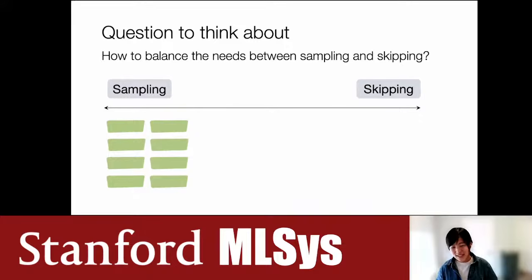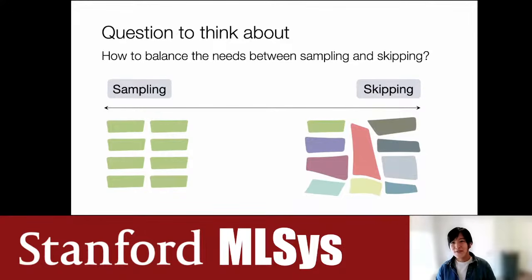If you're doing sampling, you want all your data to look uniform, so you only need to read one thing and then get a representative sample of the whole data set. Versus if you're skipping, you want everything to look as different as possible, because then if you issue one query, you only need to touch a few partitions. So how do you actually combine both contradicting designs in one system? It will be an interesting question to think about.